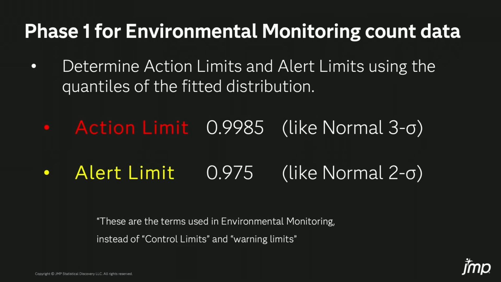So once we have estimates of the distribution, we want to determine action limits and alert limits using the quantiles of the fitted distribution. The action limit is typically chosen at the 0.9985 quantile, like normal 3 sigma. And the alert limit, kind of a warning, is chosen at the 0.975, like the normal 2 sigma. These are the terms used in environmental monitoring instead of control limits and warning limits.